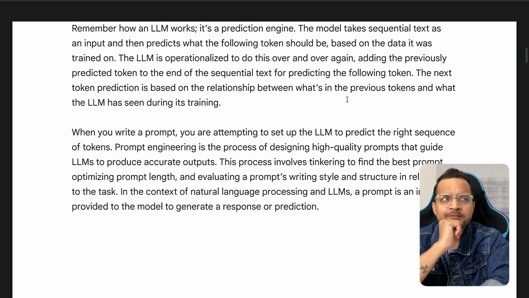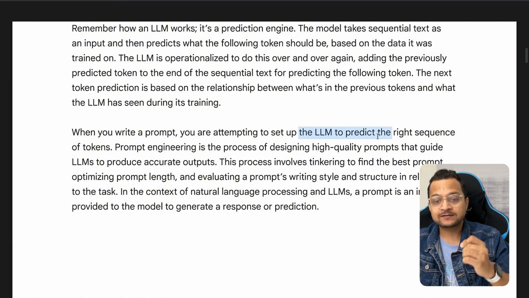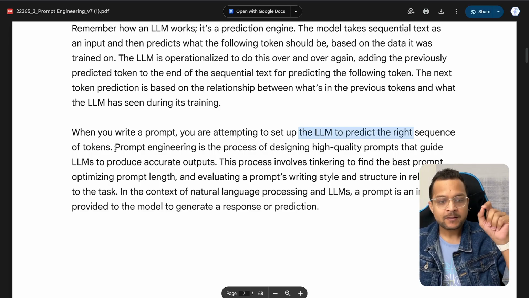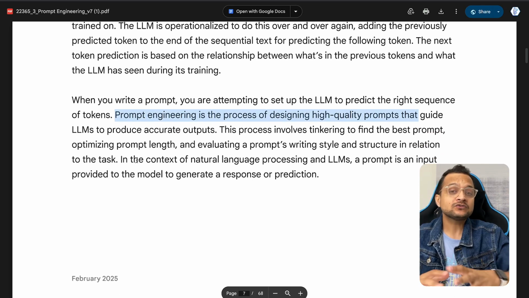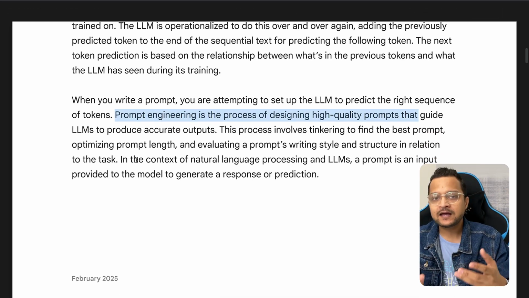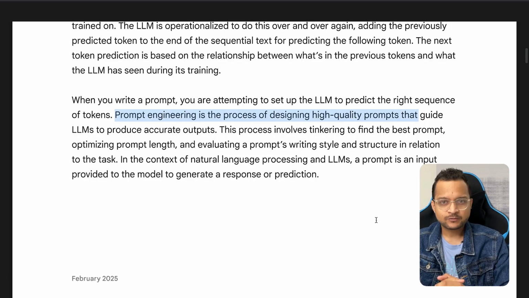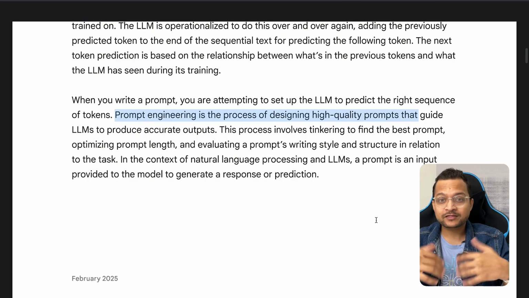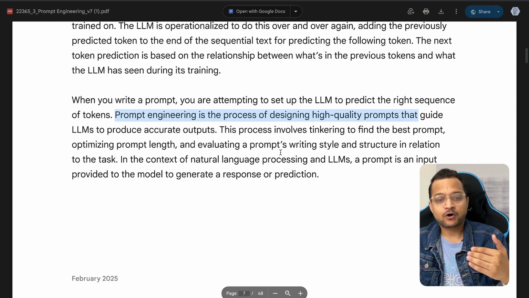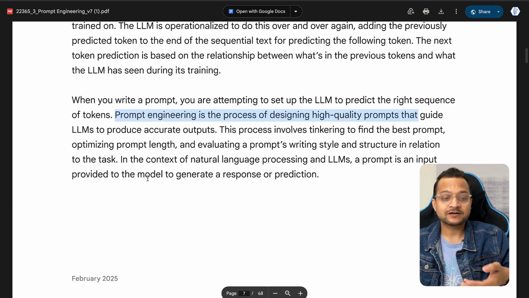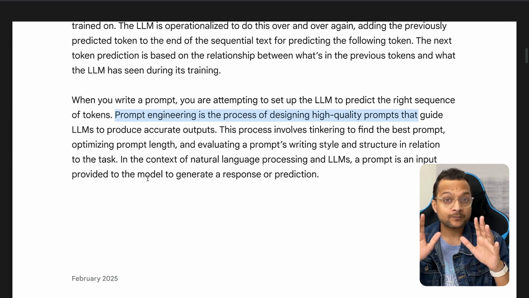But what exactly is prompt engineering? See this, when you write a prompt, you are attempting to set up the LLM to predict the right sequence of tokens. Prompt engineering is the process of designing high quality prompts that guide LLMs to produce accurate output. Basically, the better your guide, like the prompt is, the better will be the output. So basically, you are engineering the text you are sending to the LLM. The prompt should be optimized for the length, evaluating a prompt's writing style and structure in relation to the task. All of these things matter in your prompt, and that's why it is called prompt engineering.